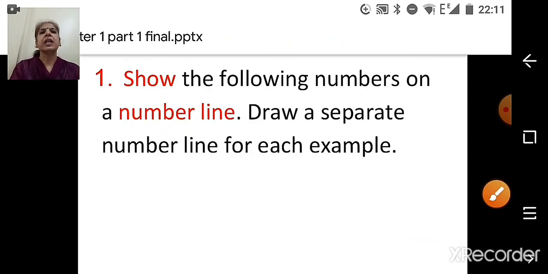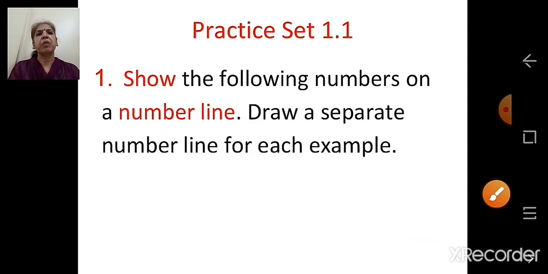Let's start with practice set 1.1. Show the following numbers on a number line. Draw a separate number line for each example. So here we have to show the following numbers. The numbers have been given on a number line. We will be drawing a number line and we have to draw a separate number line for each example. So you got the idea how to draw a number line, right?